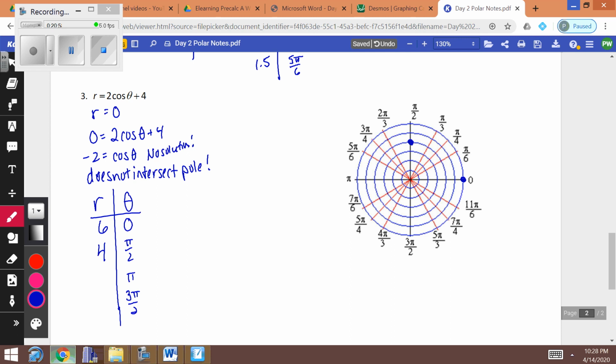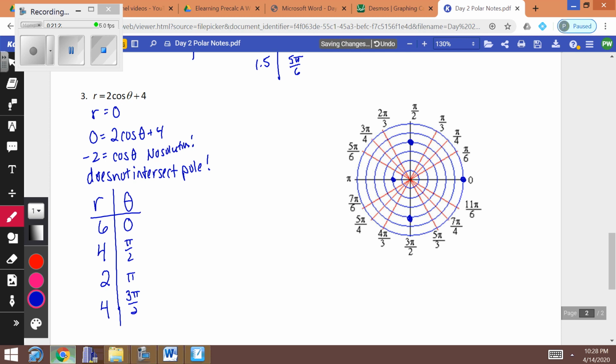And then cosine of pi is -1. 2 times -1 is -2. Plus 4 gives us 2. So we're here. And then 3 pi over 2, cosine of 3 pi over 2 is, I'm sorry, is 0. 2 times 0 plus 4 gives us 4. Again, 1, 2, 3, 4.